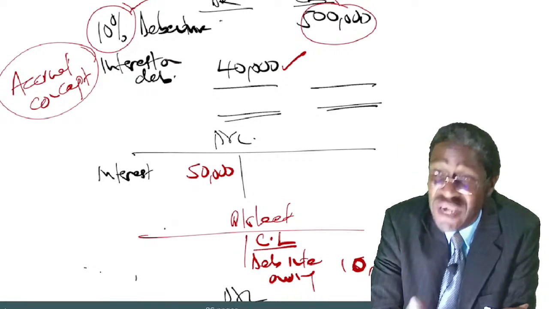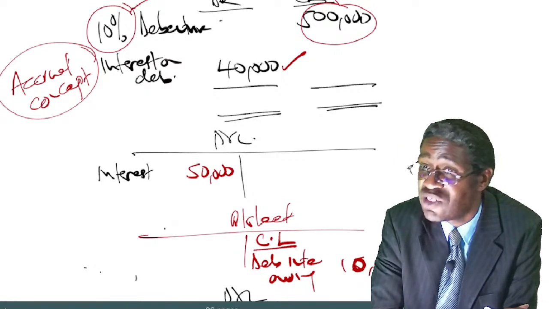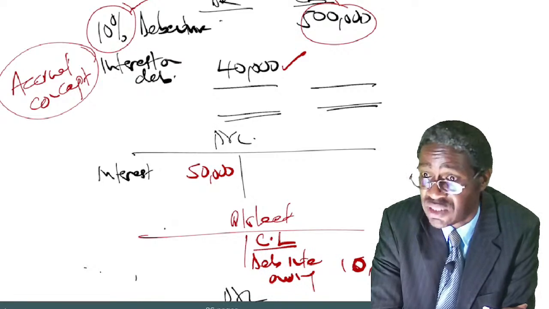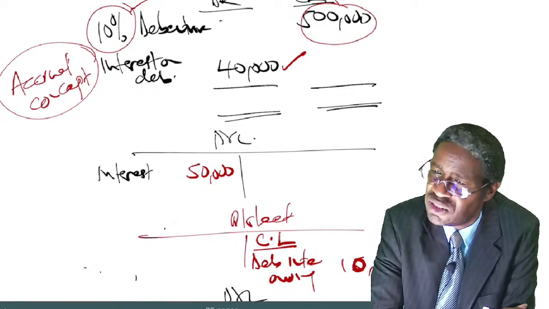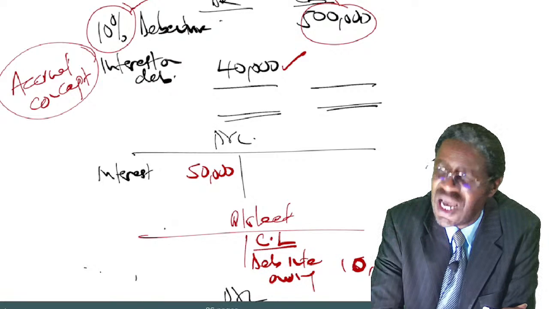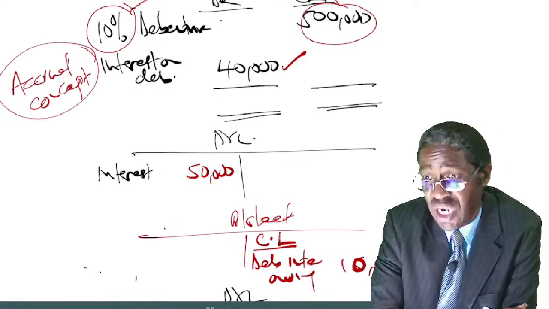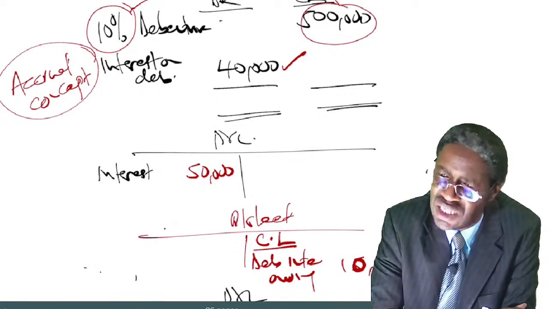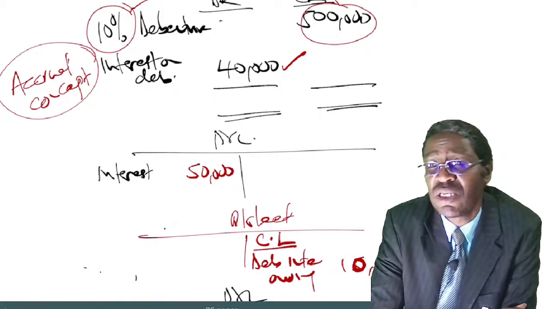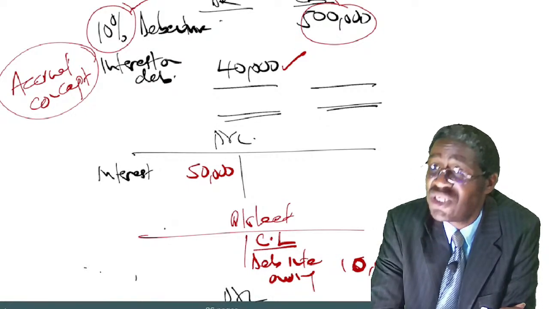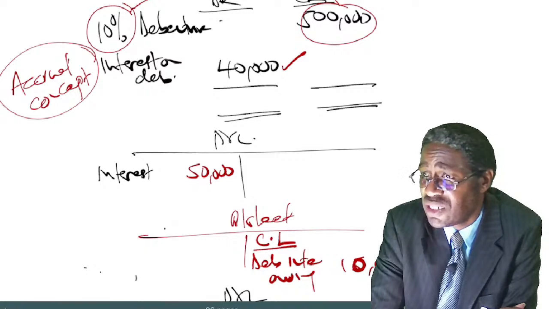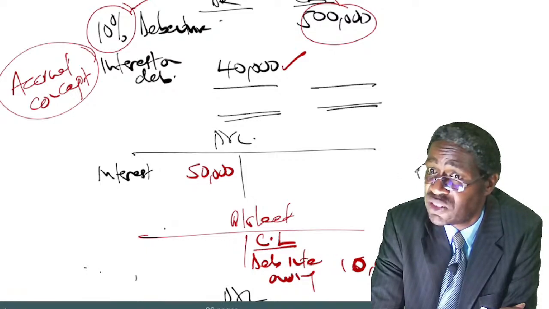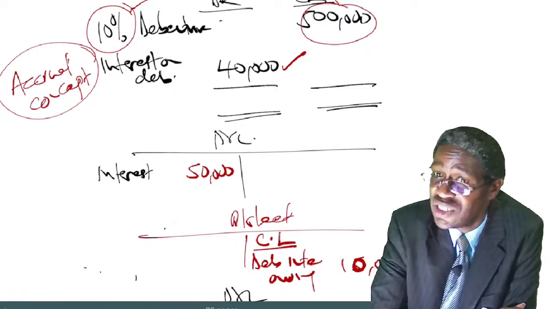But whether you have paid the 50 or you have not paid the 50, you still have to recognize it. So that 50 is obviously another non-cash item. Why? Because to get it, we just took 10% of 500 and we got the charge of 50. That 50 is another non-cash item.